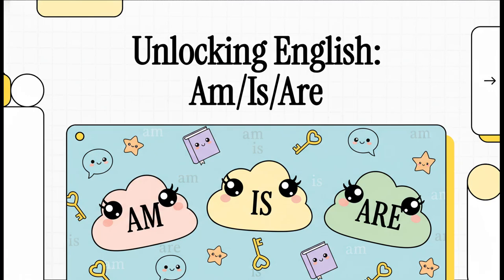All right, today we're going to unlock a huge piece of the English language by mastering just three little words: am, is, and are. Seriously, get these right and your confidence is going to shoot way up. So let's dive right in.